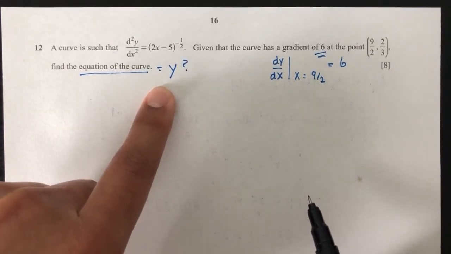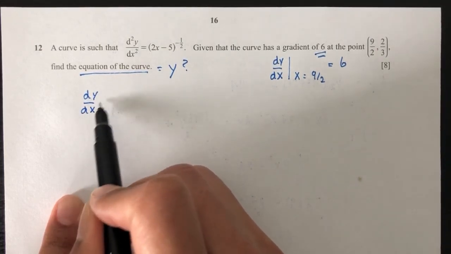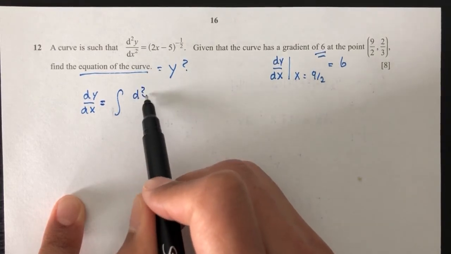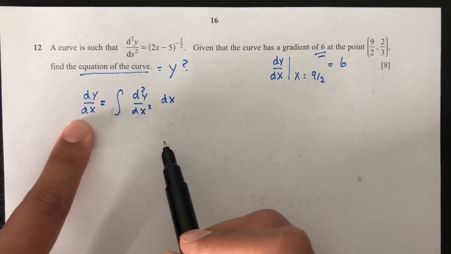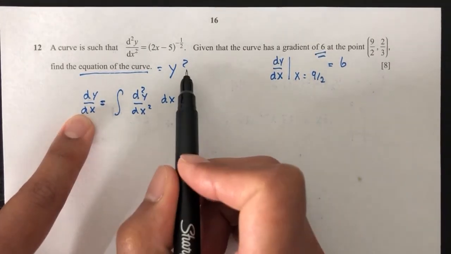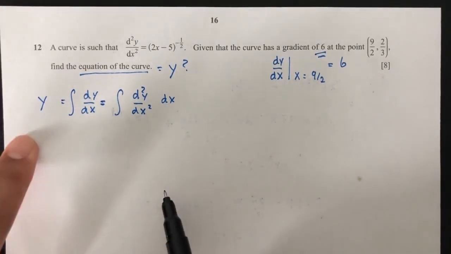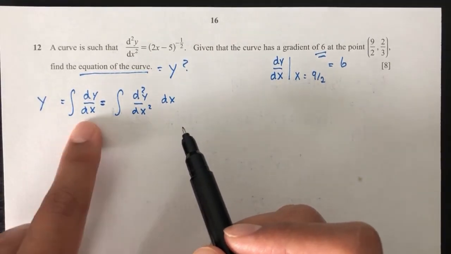So we'll first have to integrate. So dy by dx is equal to what? Integration of this one, d2y by dx2. And how do you get dy by dx? So how do you get this back to y? You have to integrate this so we can get y here. So let's do that one by one. Let's reverse it back. So first one, let's find dy by dx.